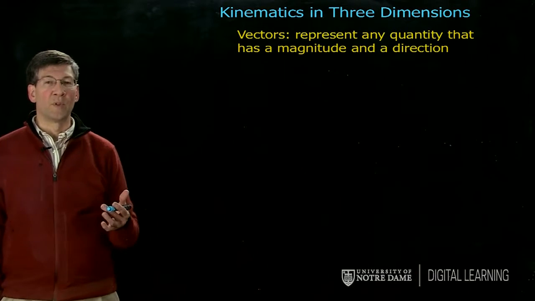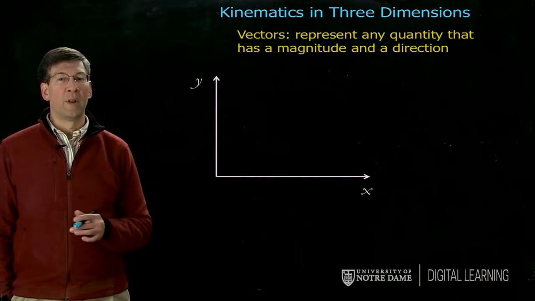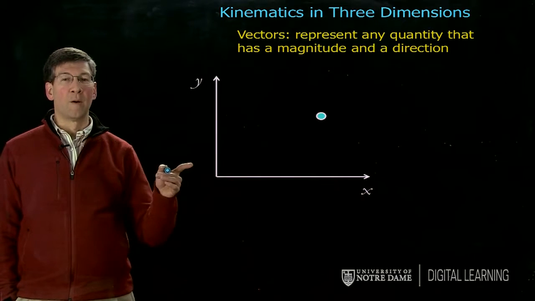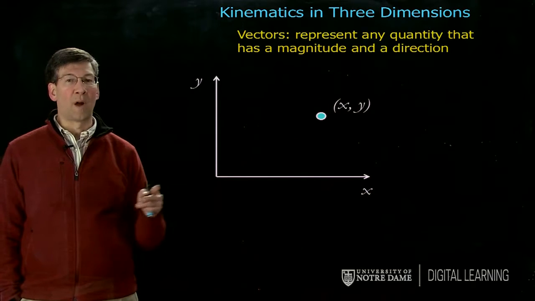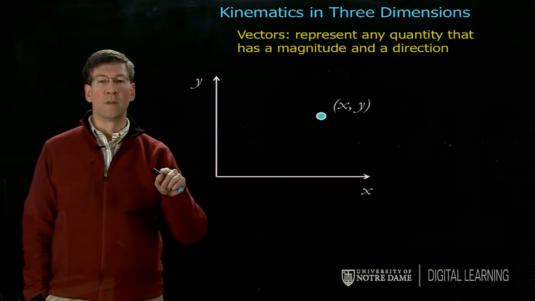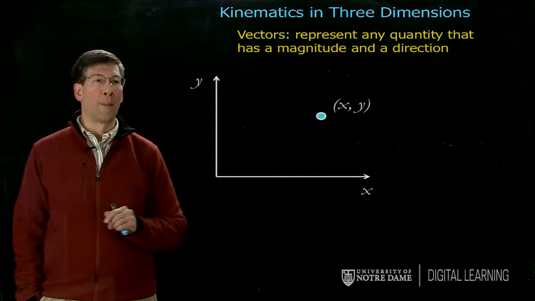So let's start off with a simple coordinate system. So here's an x and y axis. And if I want to define a point on this axis, I could draw a point here, and I could say that its Cartesian coordinates are x comma y. That specifies the distance along the x-axis where the point is, and the distance along the y-axis where the point is, and so that specifies this point.